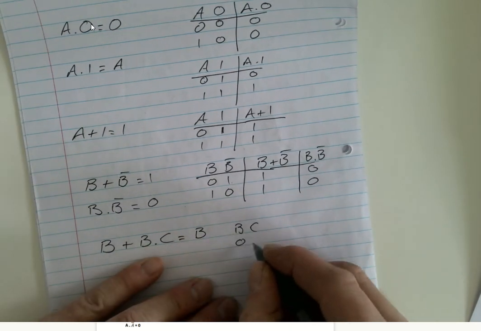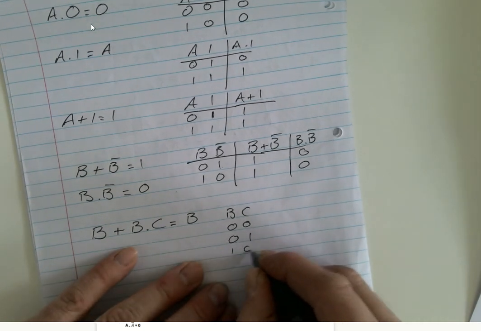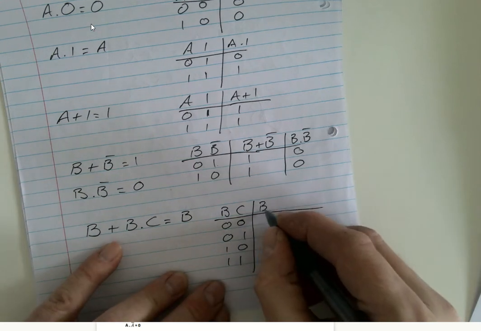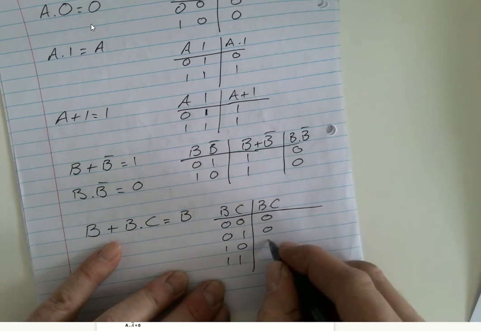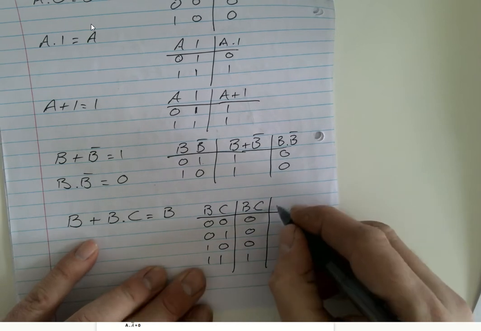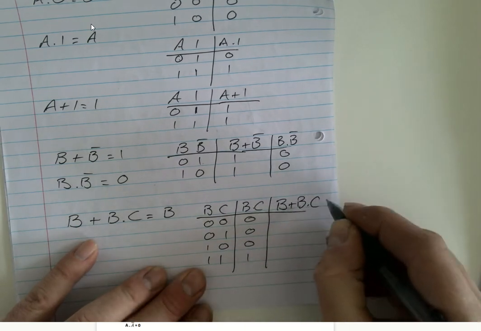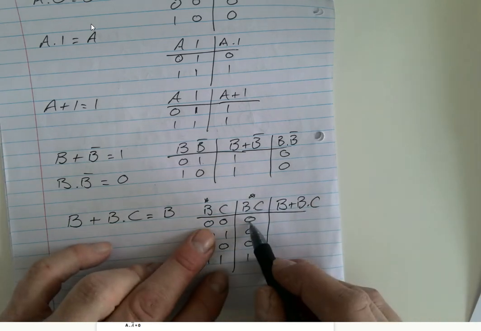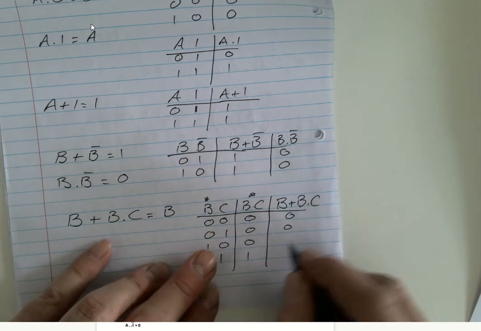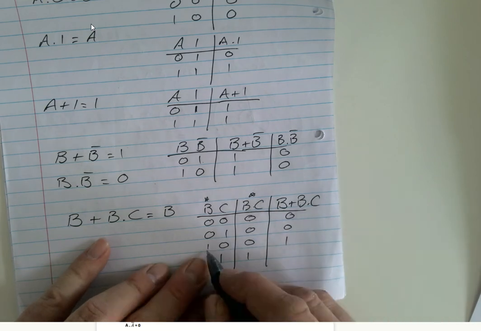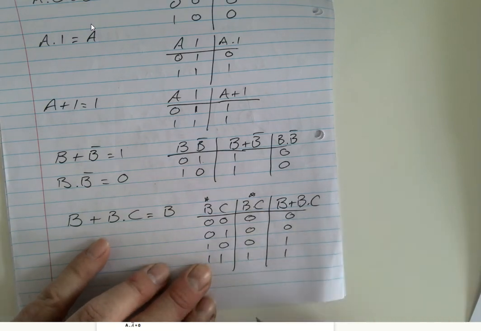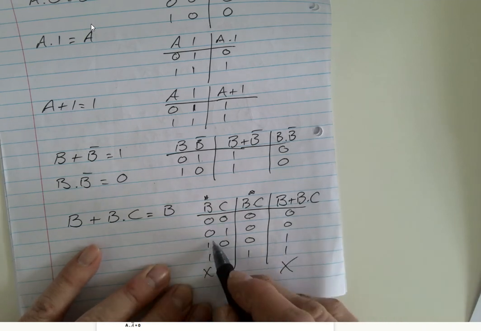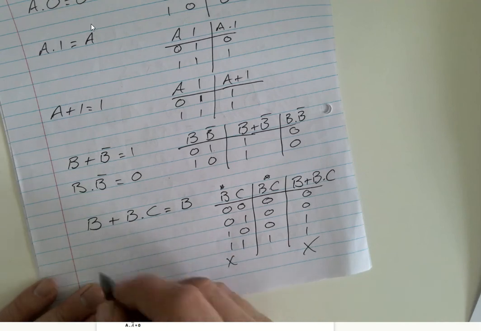B, C: 0, 0, 0, 1, 1, 0, 1, 1. We need to know what B AND C is, which is a 0, 0, 0, 1 column. So B OR (B AND C). So we're using this column and ORing together. 0, 0 gives 0, 0, 1 gives 0, 1 or 0 gives 1, because it's an OR gate, only one of them has to be true. 1 or 1 gives 1, and you can see that this column does indeed match B: 0, 0, 1, 1, 0, 0, 1, 1. So we've proven the absorption law.